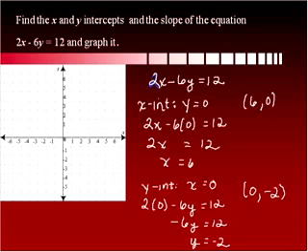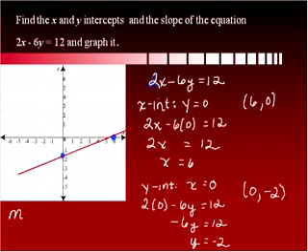Now I'm going to use those 2 points to make a graph of this equation. 6, 0 will be right here. And 0, negative 2 will be right here. And then I can draw a line between the 2 points. And that's my graph. Now, I didn't find the slope yet, so we do need to do that.